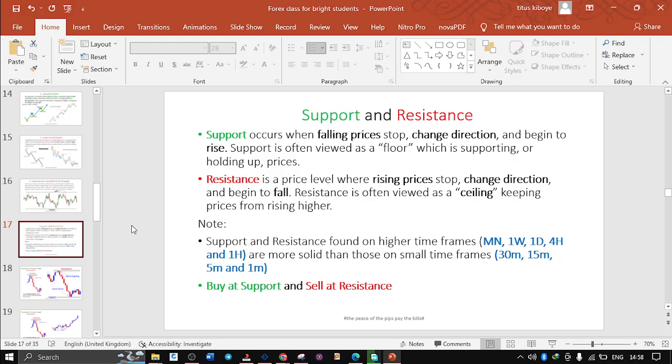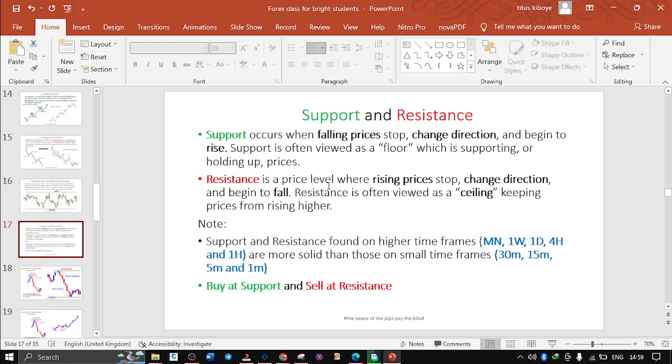Next we have support and resistance. Support occurs when falling prices stop, change direction, and begin to rise. Support is often viewed as a floor. Take for instance a house: we cannot pierce through the floor, so that is our support, holding up prices.